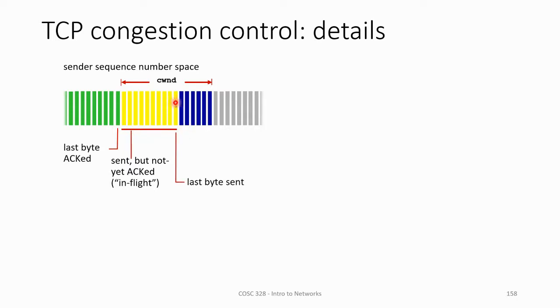And then this is the last byte that is sent. The blue parts are the ones that it can still send if some data is available. So if some data comes from the application layer, the sender can still send this amount of bytes, although it hasn't used it right now.